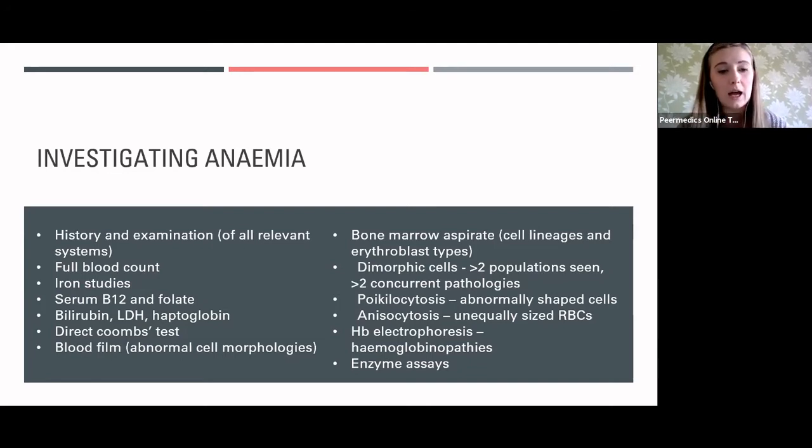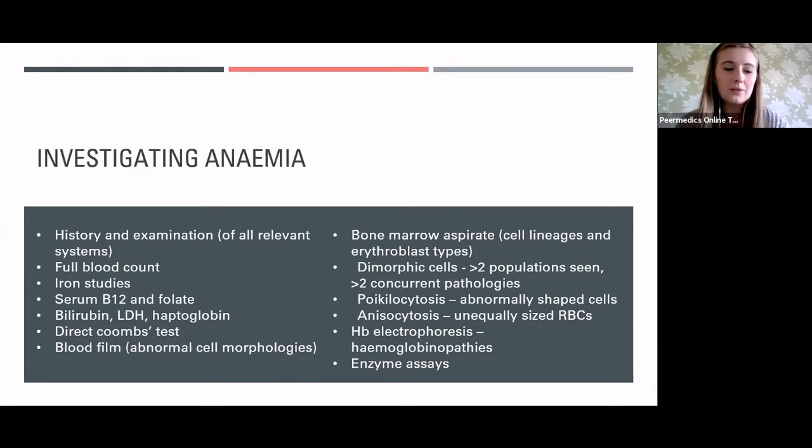Full blood count, to determine, okay, is it just the red cells that are low, for instance? Iron studies, because iron deficiency is 9 times out of 10 going to be your cause. Serum B12 and folate. Bilirubin, LDH, haptoglobin, they tend to be raised if we're looking at a hemolytic cause. Direct Coombs test, that's testing to see if we've got autoantibodies within the blood, and it's going to be positive if we've got an autoimmune cause of hemolysis or something like that.